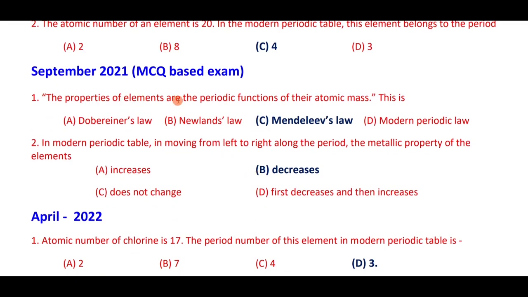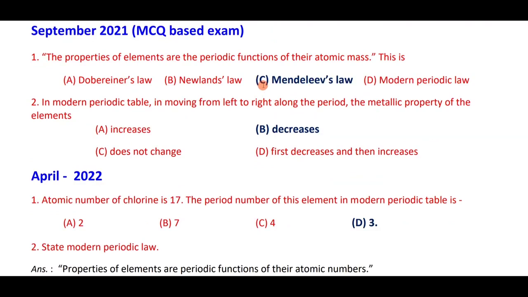The properties of elements are periodic functions of their atomic mass. This law was proposed by Mendeleev. Therefore, option C is the correct answer.